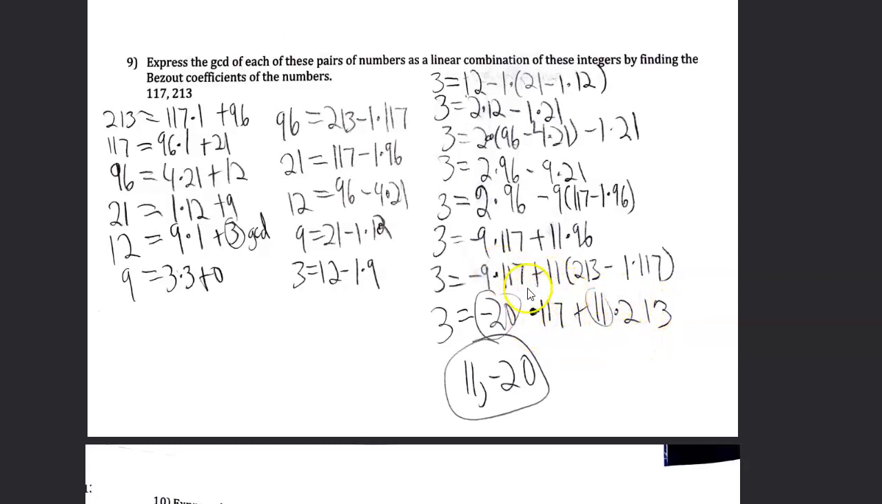And notice that these are the original numbers. So that being in place means that we have the coefficients that are going to give us this perfect remainder. So as a linear combination of negative 20 times 117 plus 11 times 213, we'll have the answer 3. So these are our final answer coefficients, 11 and negative 20.